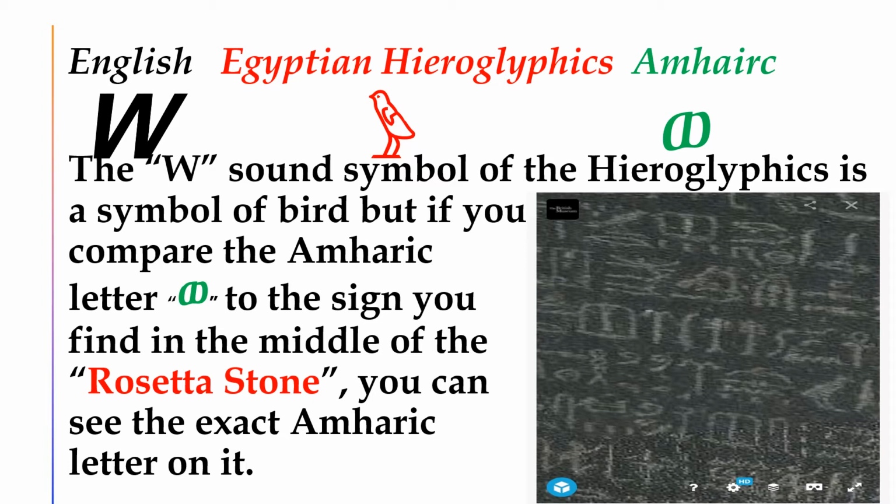Because the Rosetta Stone would be a latest form of the hieroglyphics, while the bird sign must be an older symbol used before the W sign was developed, before the sign you are seeing on the Rosetta developed. Before that, they were using the bird sign. Most probably that's what happened.